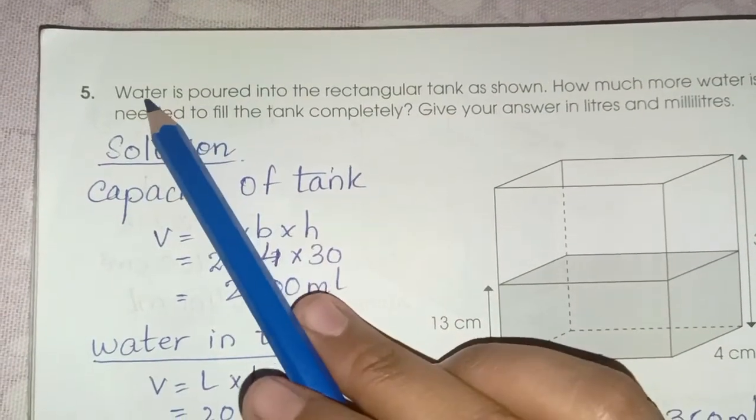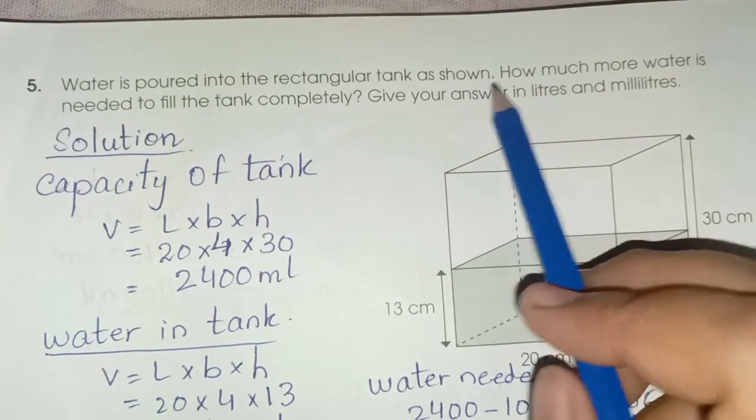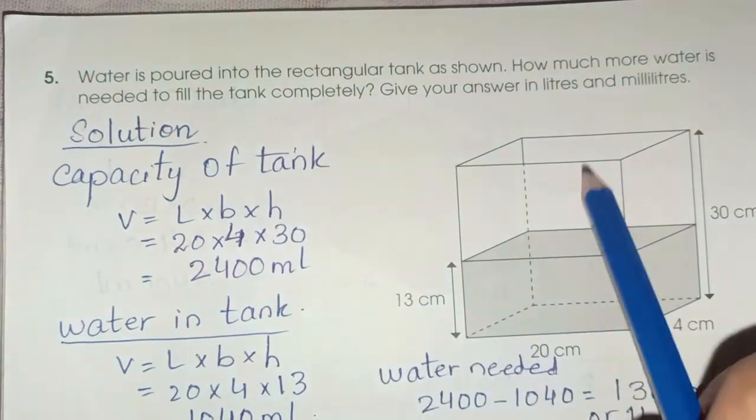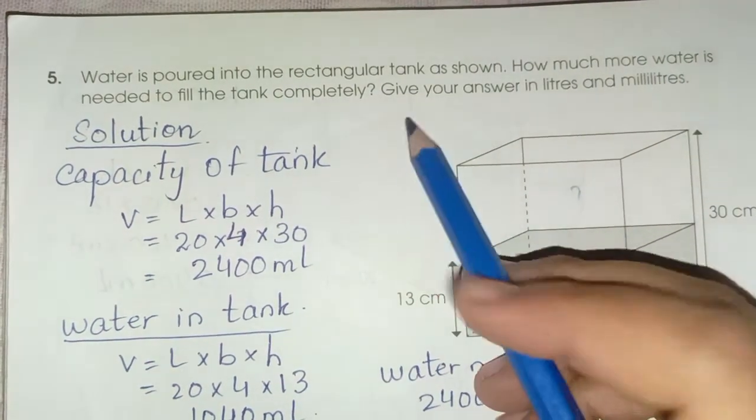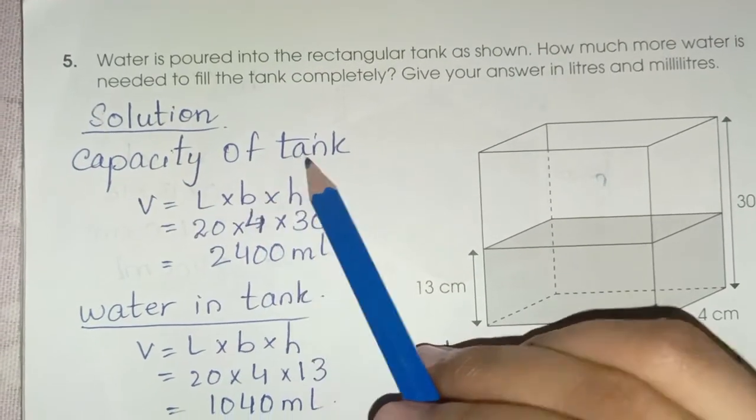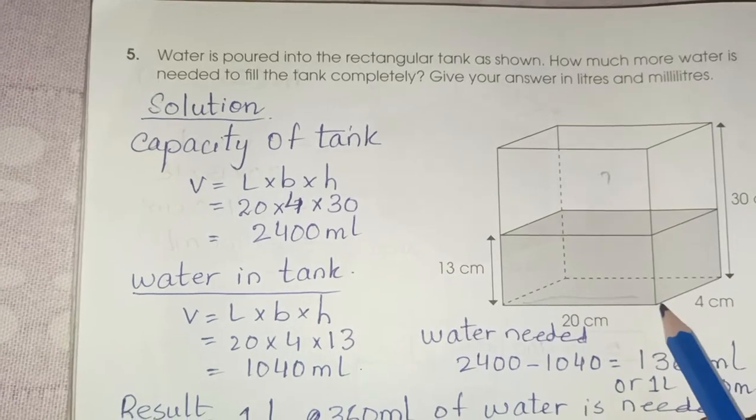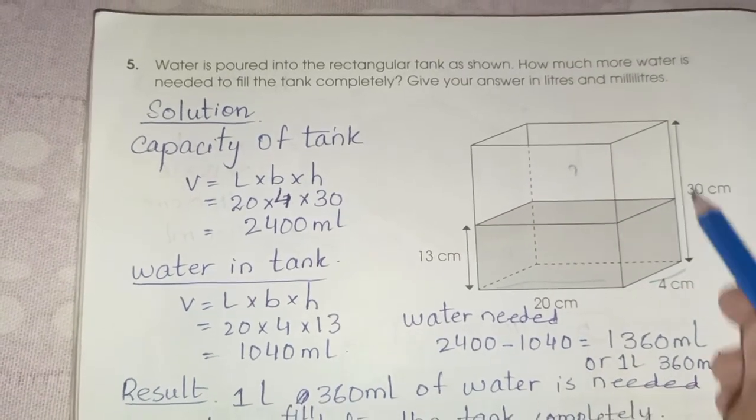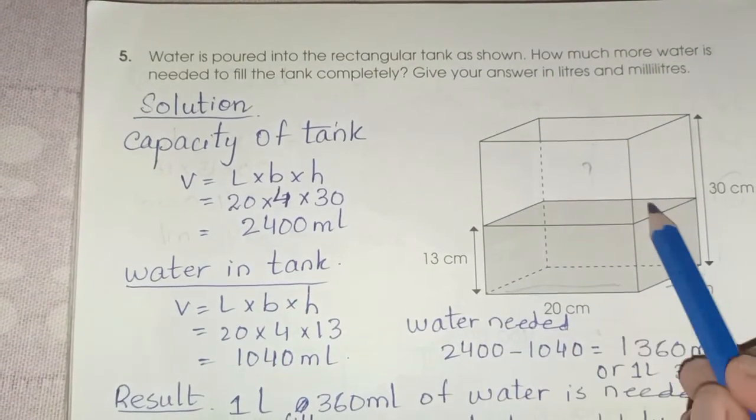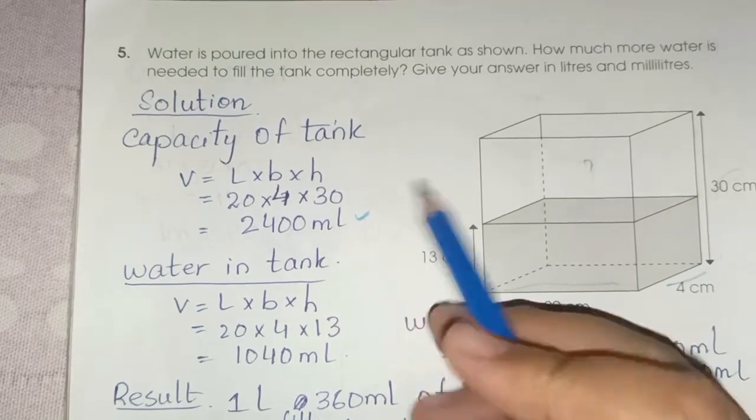Question number 5 is, water is poured into the rectangular tank as shown. How much more water is needed to fill the tank completely? Here we have to find this space. Give your answer in liter and milliliter. So first we have the capacity of the tank, length, breadth and height. Total height is 30. So we have the total capacity with and without water is 2400 milliliter.